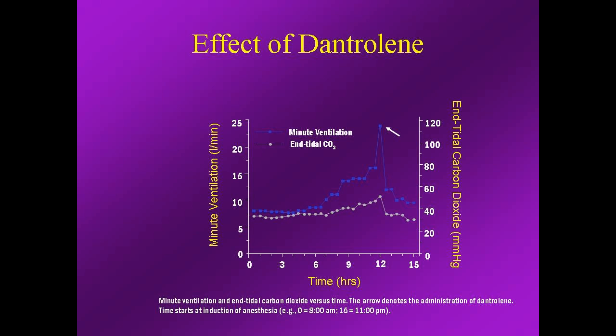This slide depicts the effect of the dose of dantrolene on malignant hyperthermia symptoms. Time is along the x-axis, and minute ventilation and end-tidal carbon dioxide are along the y-axes. You can see that after about 6 hours of anesthesia time, the minute ventilation, the blue line, and the expired carbon dioxide concentration, the yellow line, start to increase. Finally, at about 12 hours, this is recognized as malignant hyperthermia. Dantrolene is administered at the arrow, and you can see that within a very short period of time, both the minute ventilation and the expired carbon dioxide concentrations decrease to normal levels.